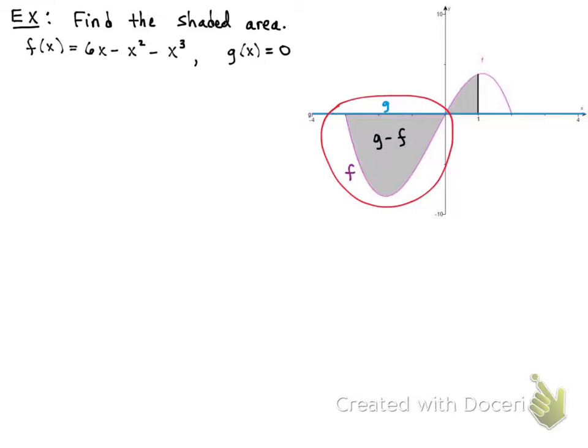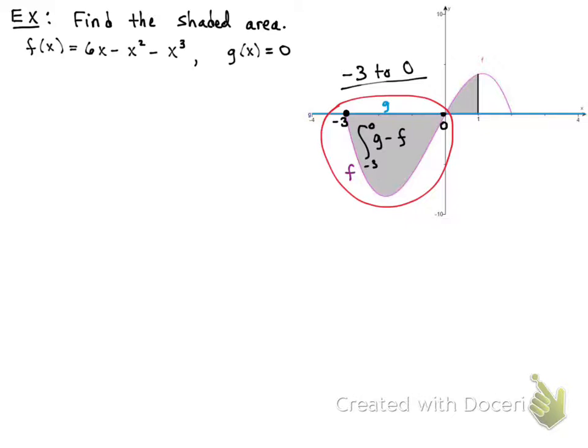And if you look at the graph, this point right here is negative 3, and this point is 0. So that's from negative 3 until 0. The integral should be g minus f, from negative 3 to 0. That will give me this shaded area.